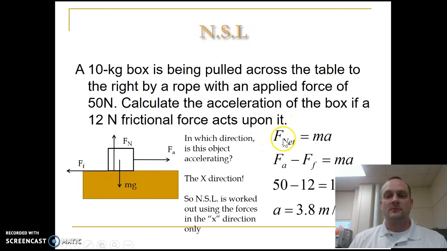There we go. That's where I'm going to start. Well, the net force is the applied force minus the frictional force. Remember, I'm only looking in the horizontal direction. So to the right, I've got the applied force. To the left, I've got the frictional force. And that has to equal ma.